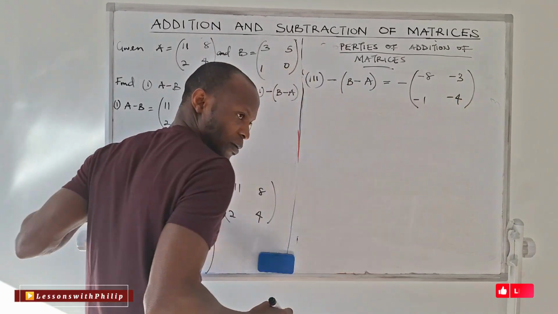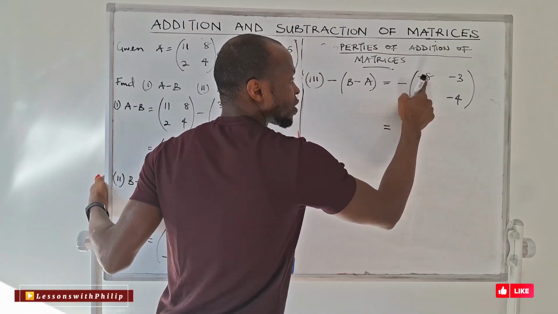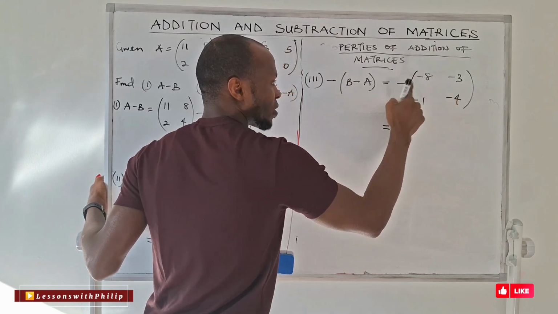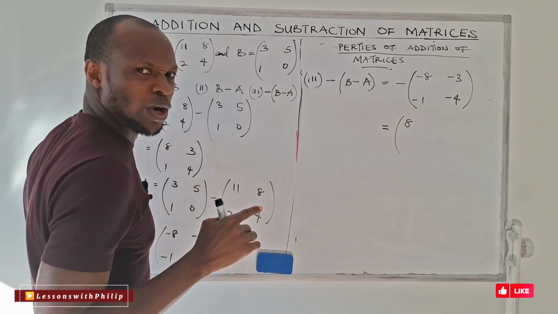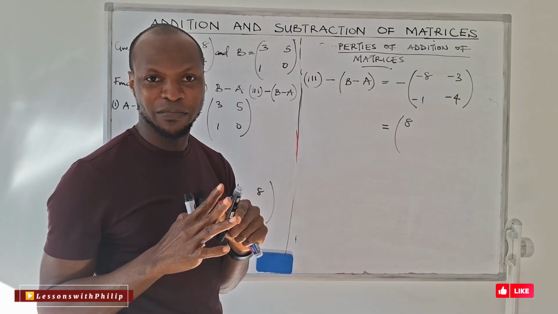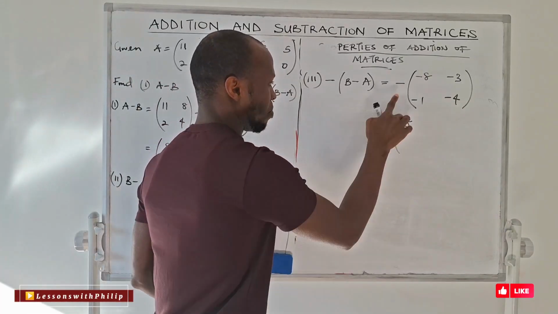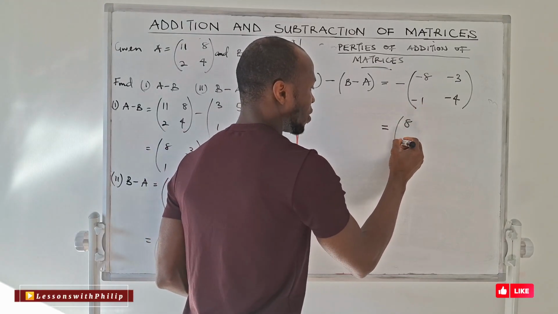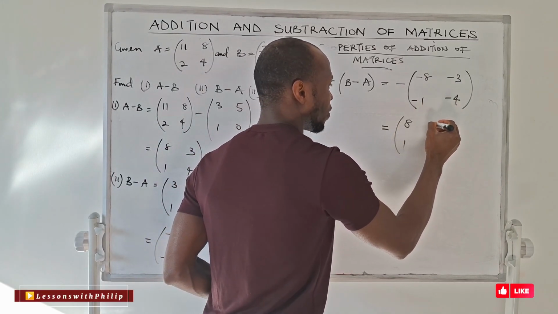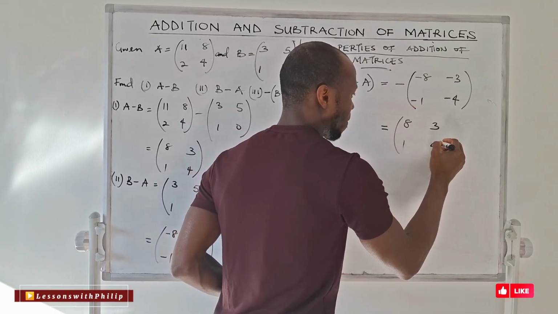Okay? All right? And this will be equal to minus times minus 8 will give me 8. Minus times, because this minus that is here, don't worry, we're still going there. It is called scalar multiplication of matrices. That will be our next topic. Don't worry, we'll get there. Minus times minus 1 will give us plus 1. Minus times minus 3 will give us 3. Minus times minus 4 will give us 4.